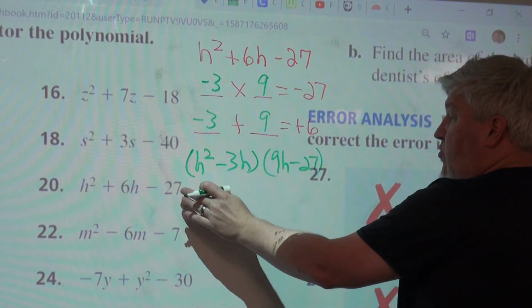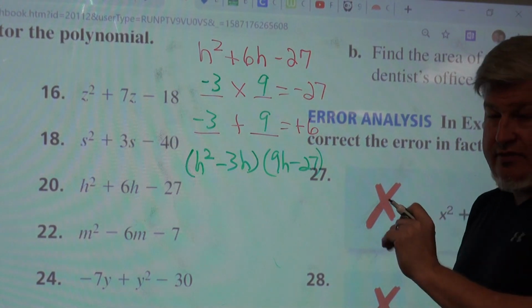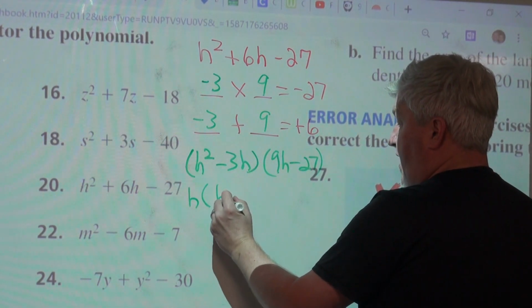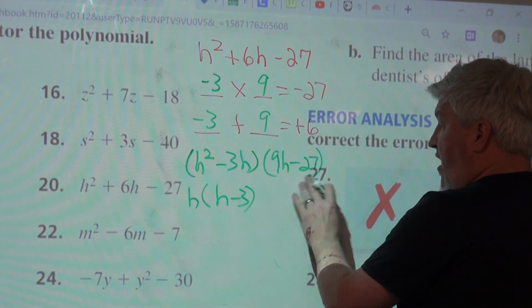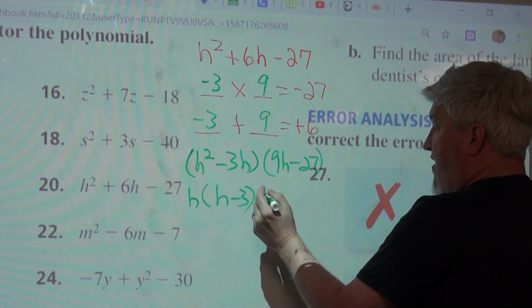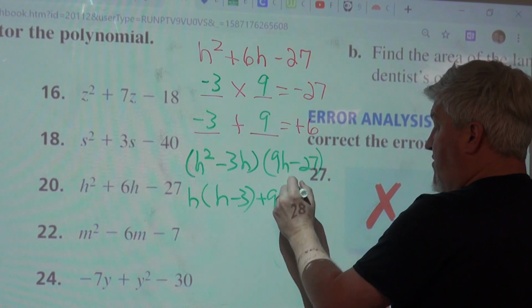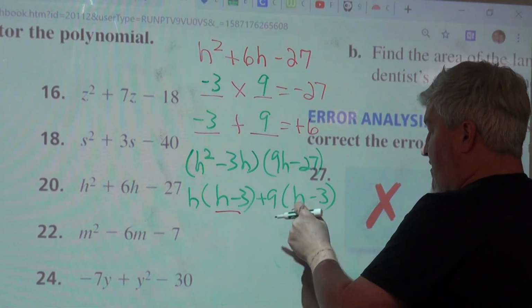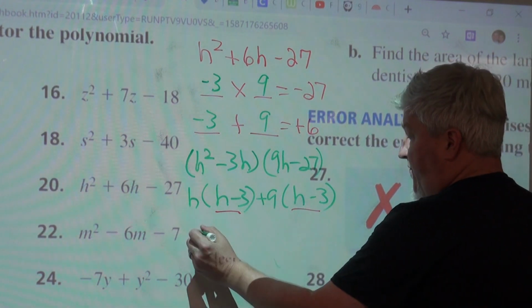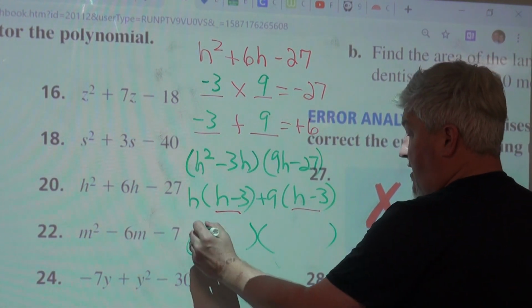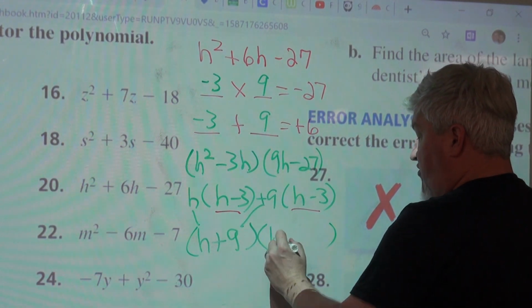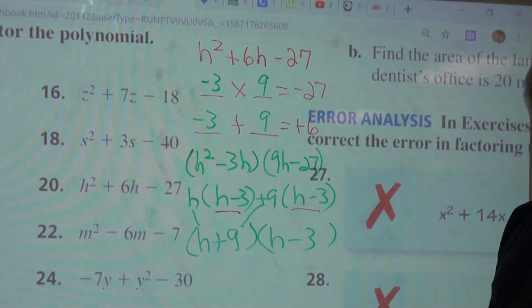So I have h squared minus 3h. The common term there is an h. So it's h minus 3. The common term between these two, 9h and 27, is a positive 9, which leaves me h minus 3. And again, we should feel happy because these are identical, so we know we're good. The answer at the end, h plus 9, right, from here and here, and then h minus 3 duplicated ones. And there's your answer.